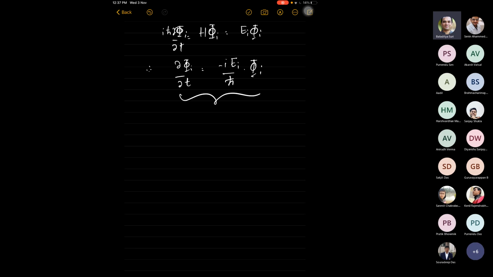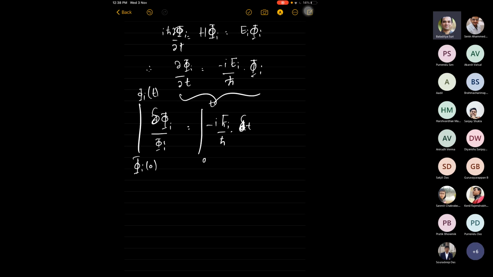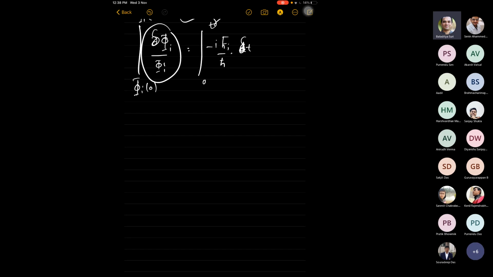And this can be integrated very easily. So what you now get is d phi_i by phi_i equal to minus i E_i by h cross dt. You write it like this, and then you integrate from phi_i of 0 to phi_i of t, and time from 0 to t. The integral of d phi by phi is basically the natural log. So ln of phi_i of t by phi_i of 0 equals minus i E_i by h cross times t minus 0, which is just t.